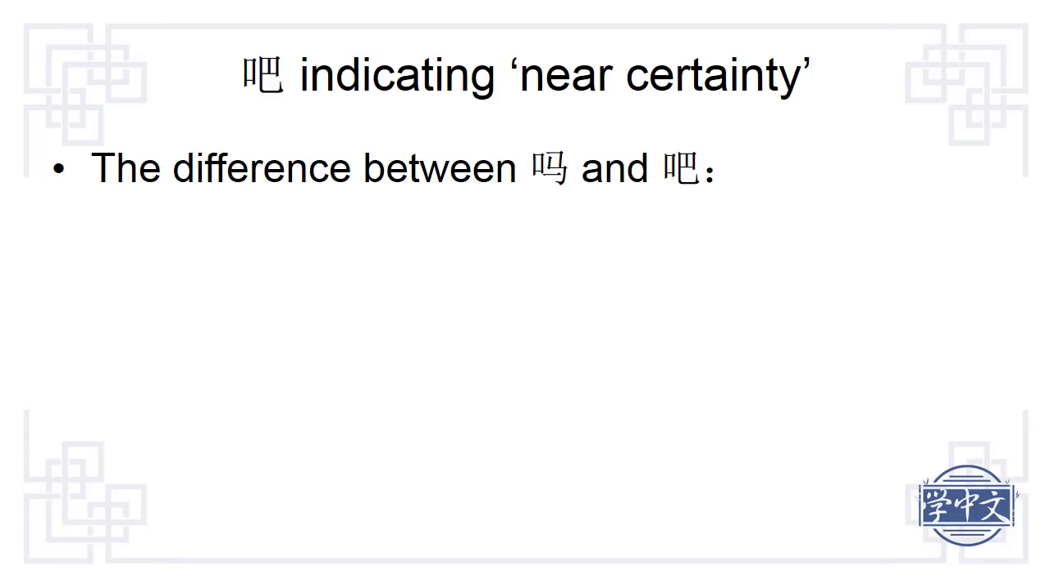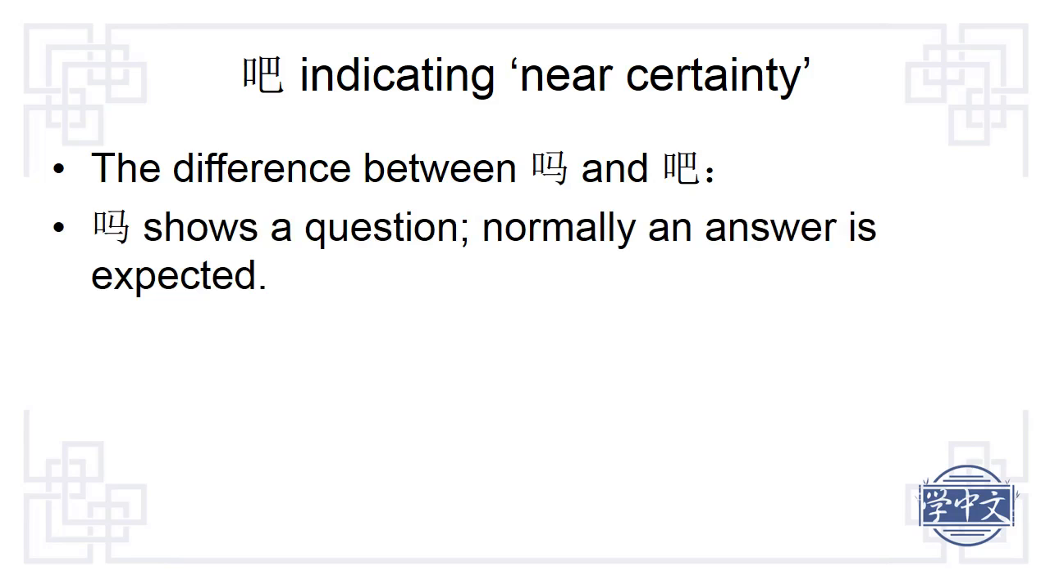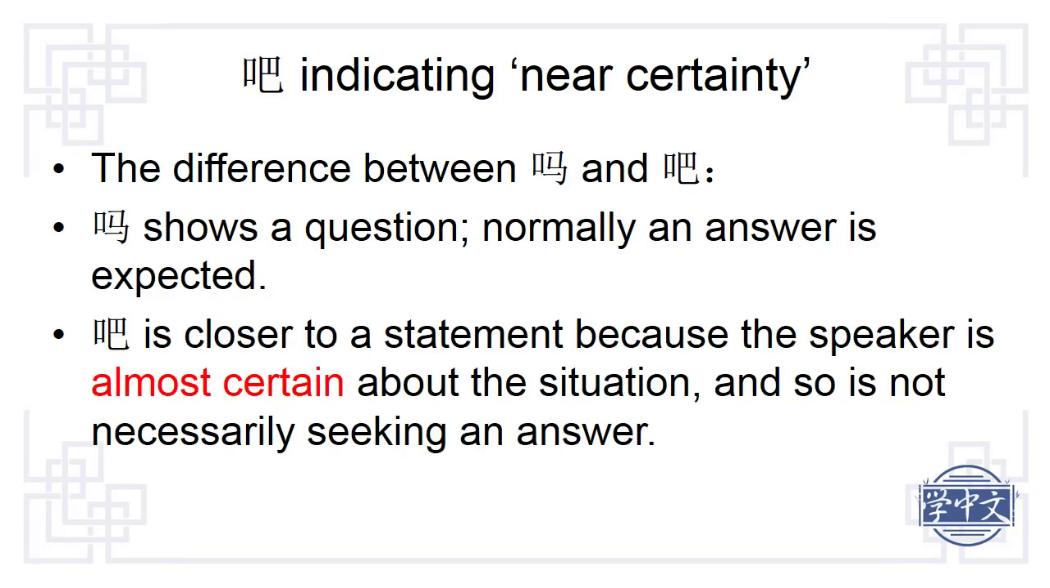What is the difference between the use of ma and ba? They are similar to a certain extent. But ma shows a question. Normally, an answer is expected. Ba, on the other hand, is actually closer to a statement because the speaker is almost certain about the situation and so is not necessarily seeking an answer.